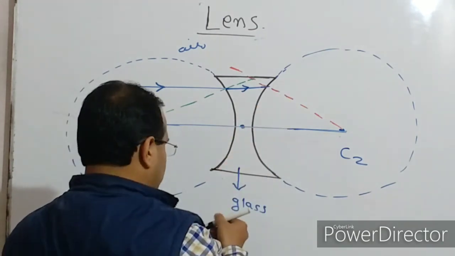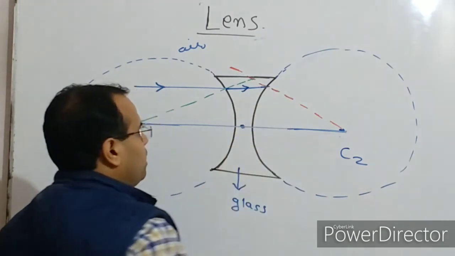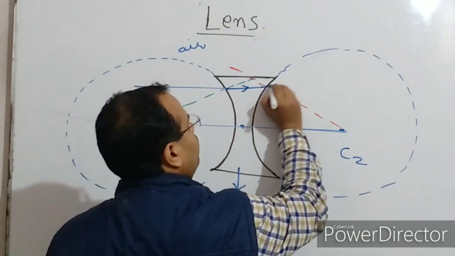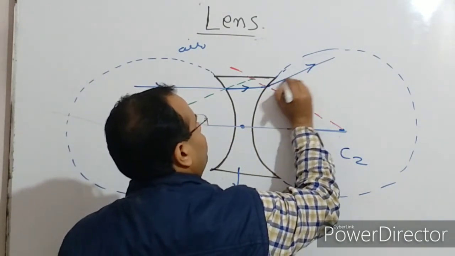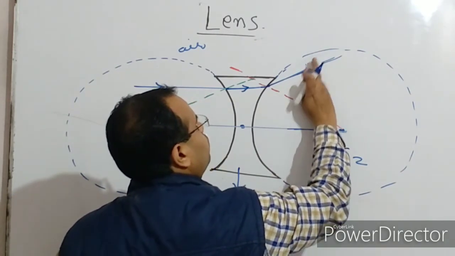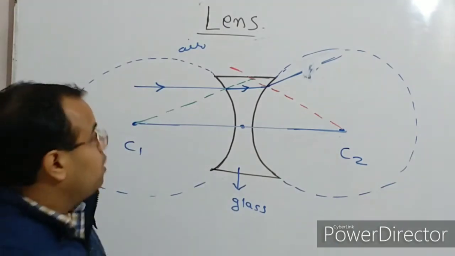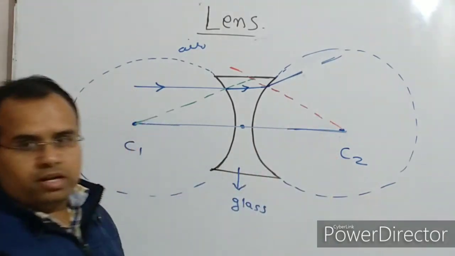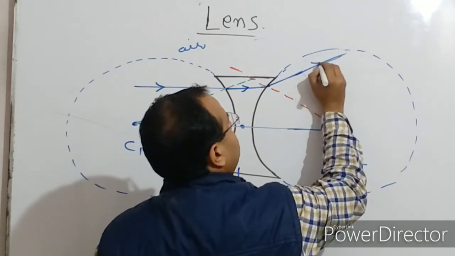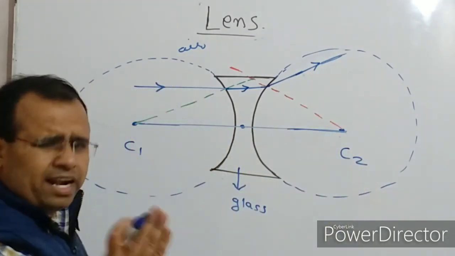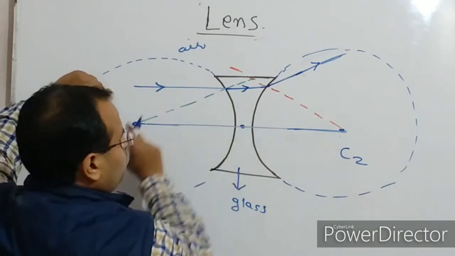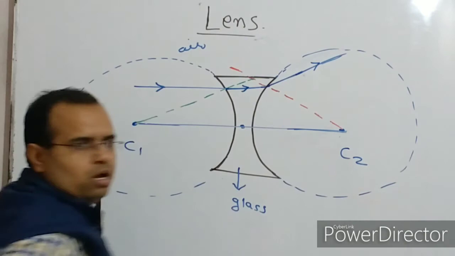Now the light ray will pass from denser to rarer medium, so it has to bend away from the normal, and because it has to bend away from the normal, you can see that the light ray will follow a path like this, away from the normal. And if you see the overall effect of the lens, when the light ray passes through the lens, the light ray which is incident parallel to the principal axis bends away from the normal.